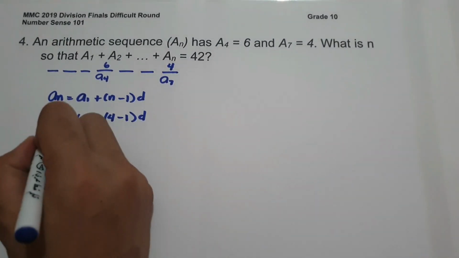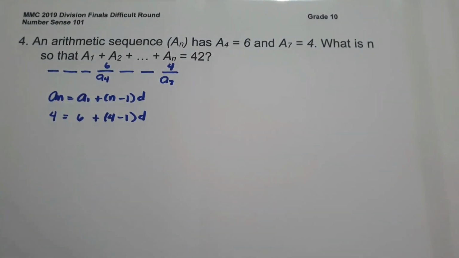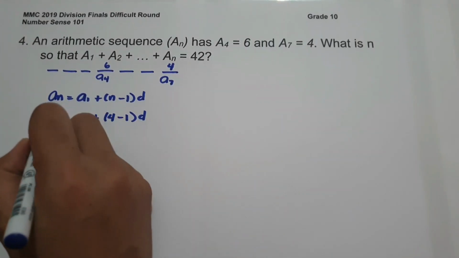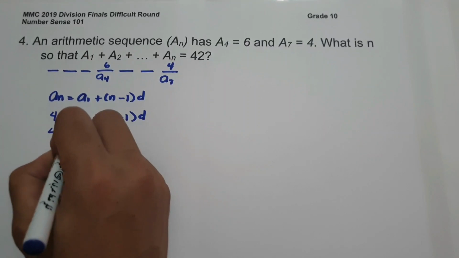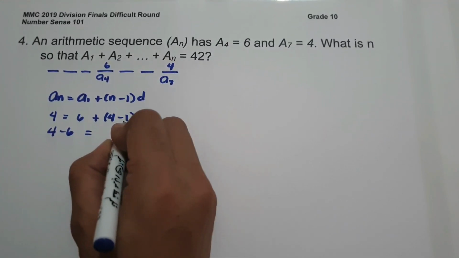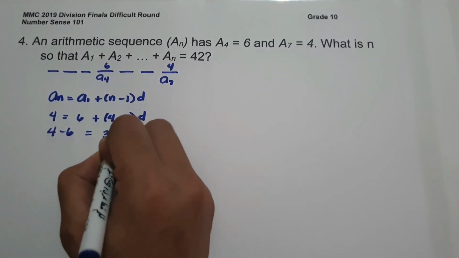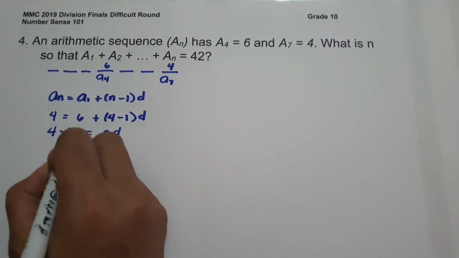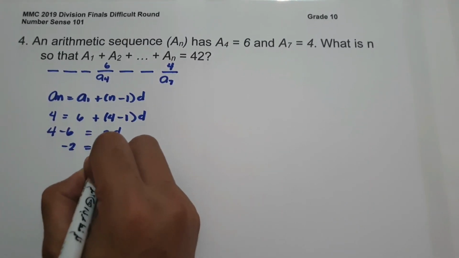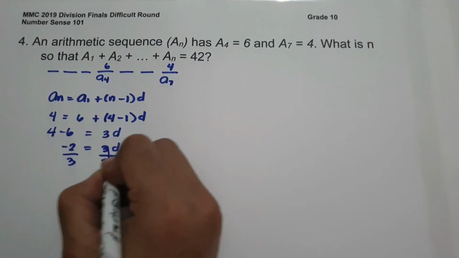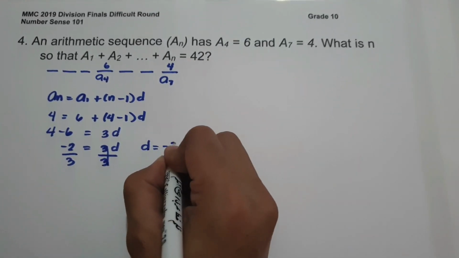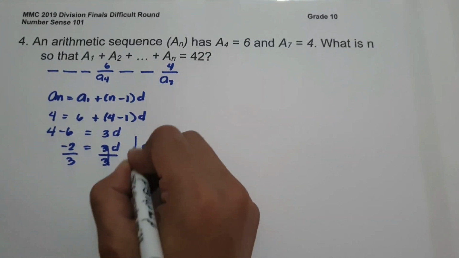And then let us move 6 to the side of 4. It will give us 4 minus 6 equals 4 minus 1 times d, that is 3d. So we have 4 minus 6, that is negative 2, equals 3d. Divide both sides by 3. So the common difference is negative 2 over 3.